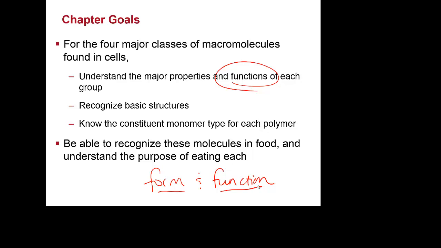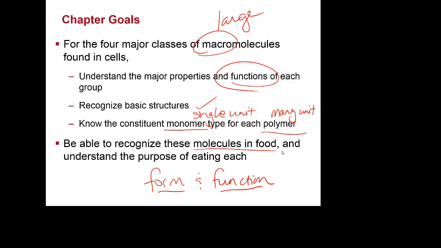So we'll look at the basic structures of each of our four major classes of macromolecules. Macro, of course, being large. And then we'll look at how a monomer, or a single unit, or a single building block, will build into a polymer, or a many-unit or many-building block molecule for us. Then eventually, by the end, you'll be able to think about what these molecules are in food and how eating them actually helps contribute to your structure and function overall.